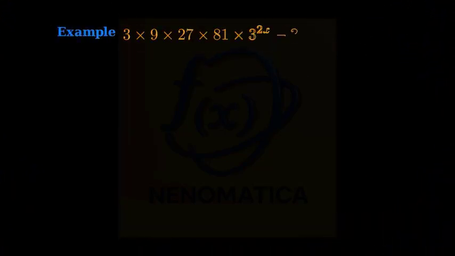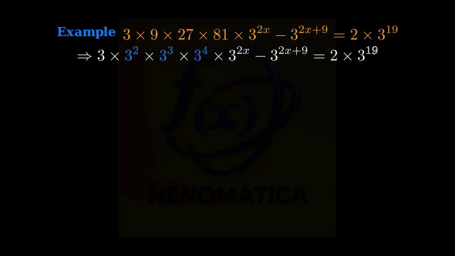In today's video, we'll solve an exponential equation step by step. Let's look at our example. To solve this equation, we'll first convert all numbers to powers of 3. We know that 9 equals 3 squared, 27 equals 3 cubed, and 81 equals 3 to the 4th power.